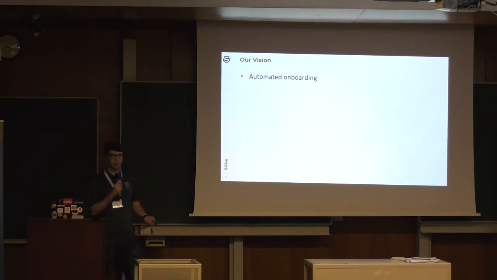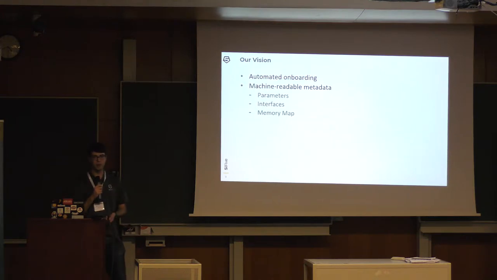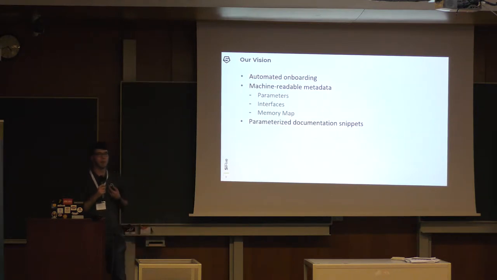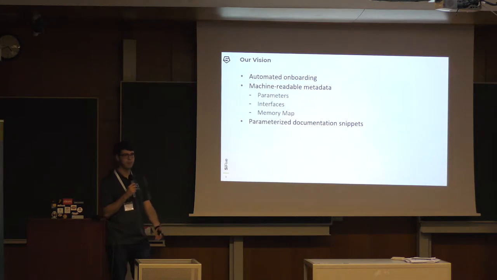So that's a lot about what Alexei was talking about. We want machine-readable metadata, so we have the format where you have parameters, you have the interfaces, you have the memory map. We want parameterized documentation snippets. This is something that people don't frequently talk about, but for SiFive, where we're selling products, we have to give documentation to our customers. So if we onboard an IP, it has to be documented. And if it's parameterizable, the documentation has to be parameterizable.